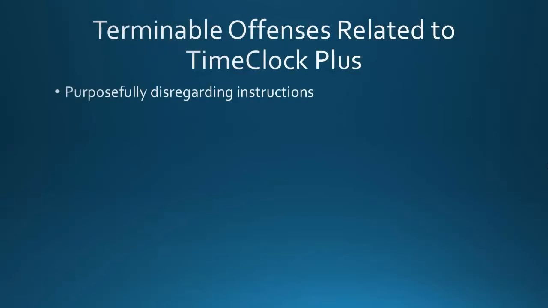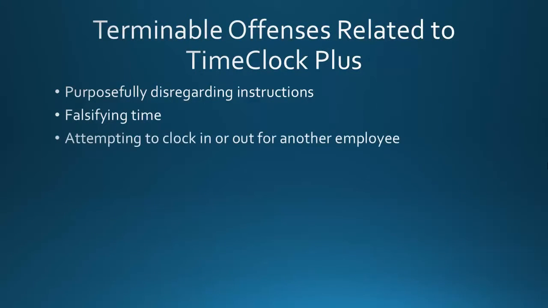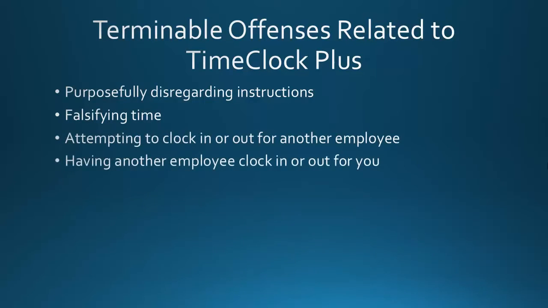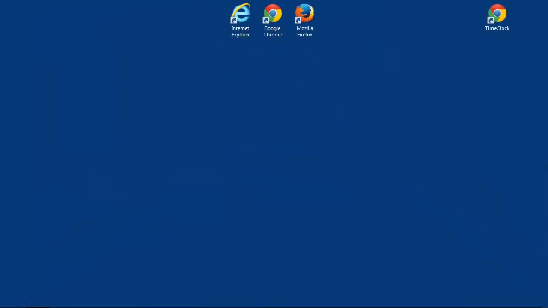Purposefully disregarding instructions, falsifying time, attempting to clock in or out for someone else, or having someone clock in or out for you are terminable offenses. It is important to follow all instructions and policies related to time reporting. TimeClock Plus records time worked to the minute. You will be paid for all time worked. Time should be recorded on the day and time that it is worked. You should clock in when you start work and clock out when you stop.